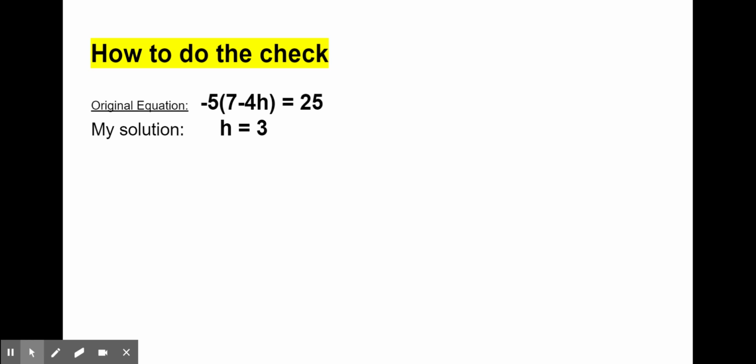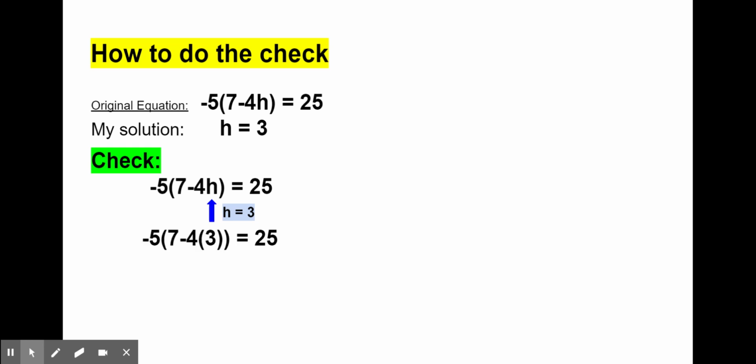But now that I have my answer, I need to see if it's correct. Because if this was a test, I would want to know if I had the right answer. So let's move on to our check. For our check, all we do is take our original equation, and I'll plug in my 3 in place of the h. From here, I can rewrite my equation to be -5 times, in parentheses, 7 minus 4 times 3, equal to 25. This is my new equation.